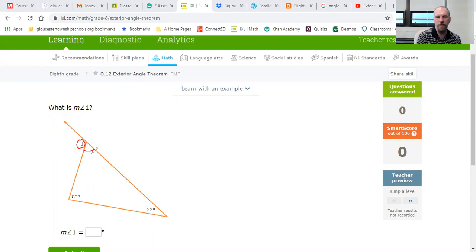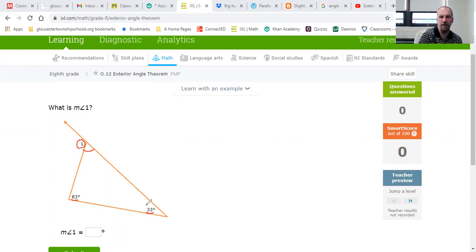So if I know this angle on the interior of the triangle, I can use that with the straight angle concept to find the exterior angle measurement. And I have two of the three angles inside. I have an 83, I have a 33. So I can use the sum of 180 on the interior of a triangle to find that missing angle.